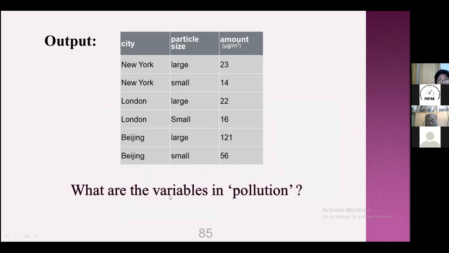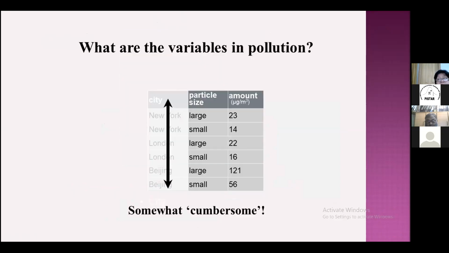If I look at this, what are the variables in this data set called pollution? The first one is in the tidy manner, but then what about the next one? If I want to find the amount for the large particle size, I have to go to the first, third, and fifth. If I want to look at the amount of the small particle pollution, then I have to go to the second. So even this tidy one, if you look at it like this, is kind of cumbersome. Isn't that interesting? So by this time, you should have realized that tidy data is actually a technical term.